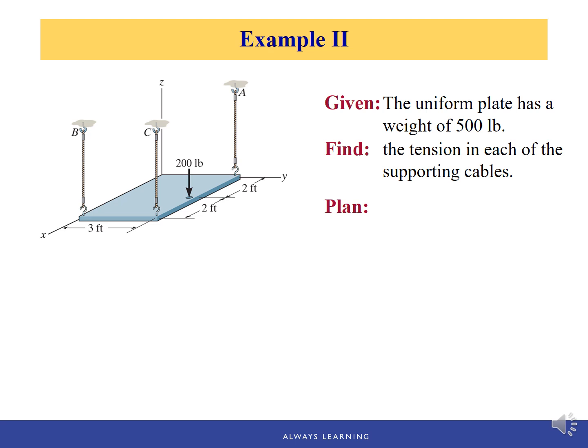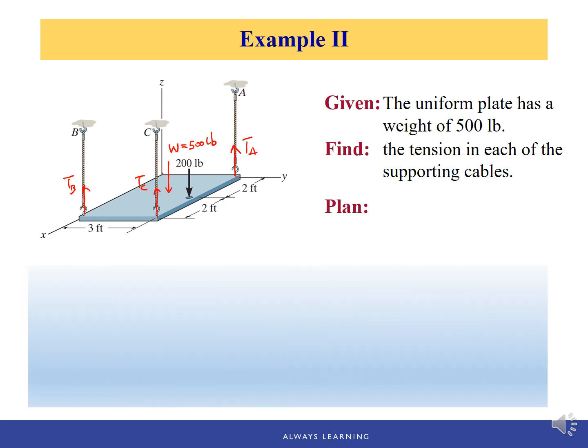So the weight will be located at the geometric center, or the centroid. So we have just this rectangular plate. The weight will be just in the center of this plate, W, which is 500-pound force. And we're looking for the tension in each of the supporting cables. Here we have 3 cables only. At the origin there's no cable. So we just have 3 cables at B, let's call it TB, and C, TC, and A, TA. So we have 3 unknowns.